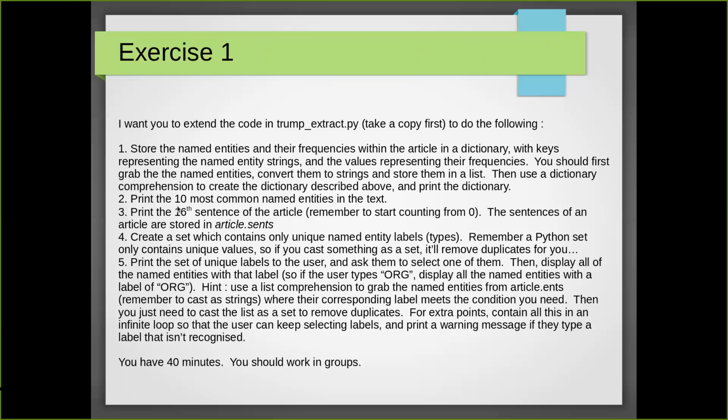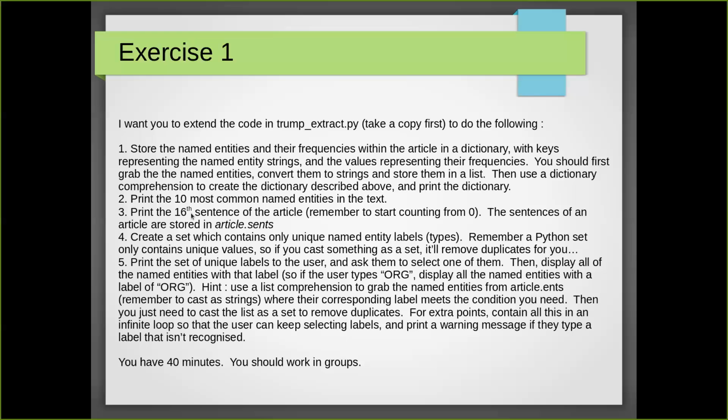I want you to store the named entities and their frequencies that SpaCy has picked up within the article in a dictionary, with the keys representing the named entity strings, so the named entities themselves, so Trump, etc., and the values in that dictionary representing their frequencies. So if Trump comes up, I don't know, 17 times, then you should have an entry that says Trump as the key and 17 as the value.